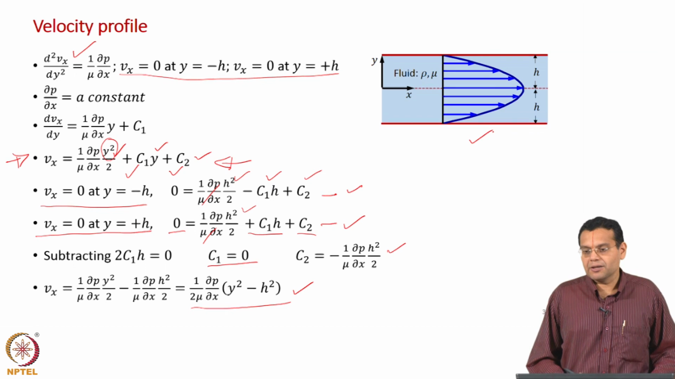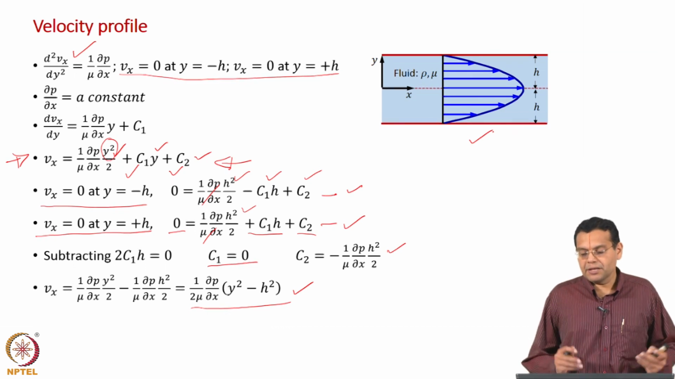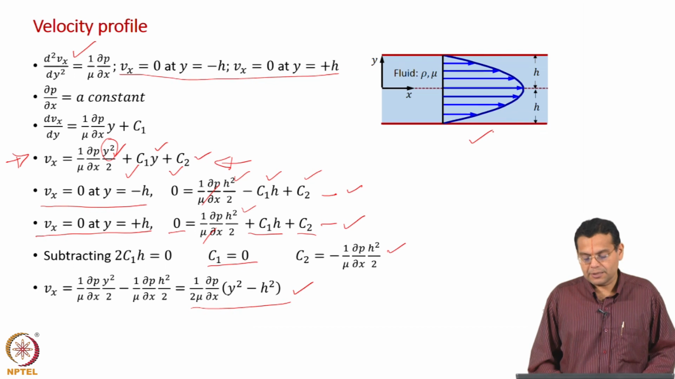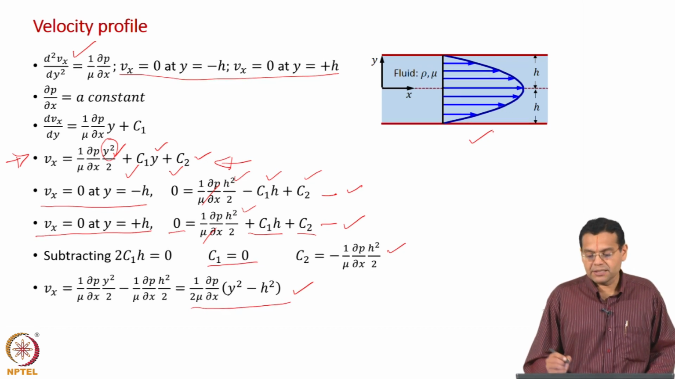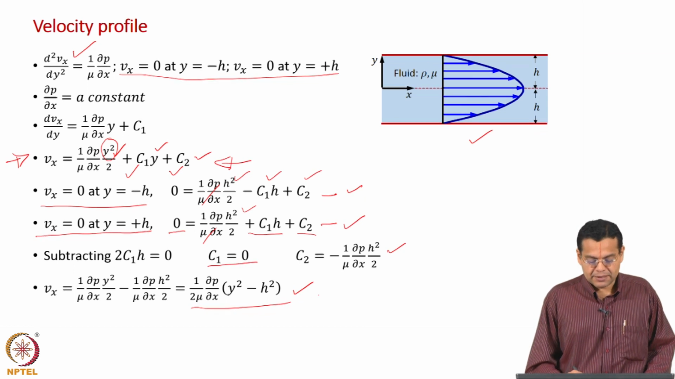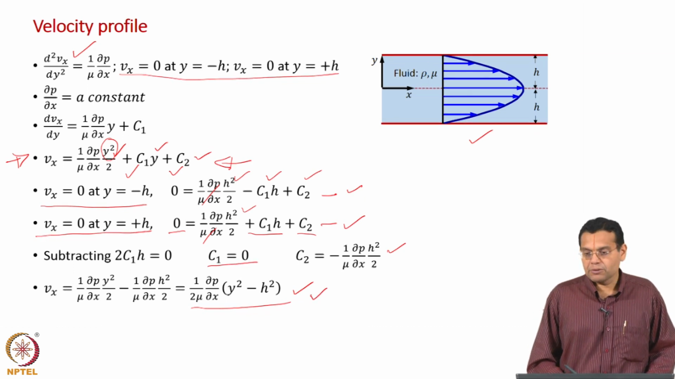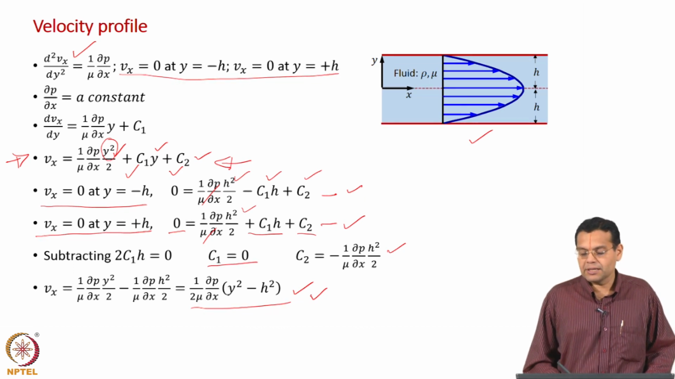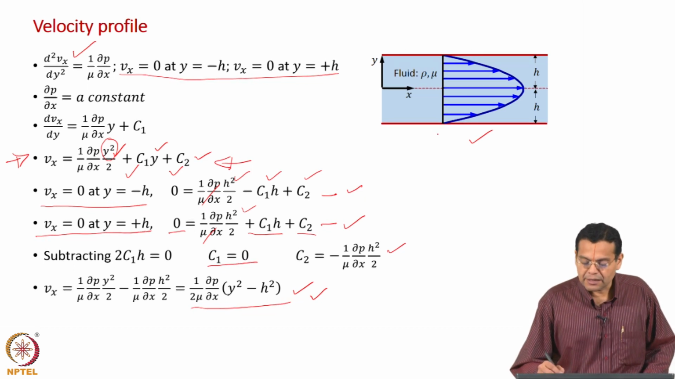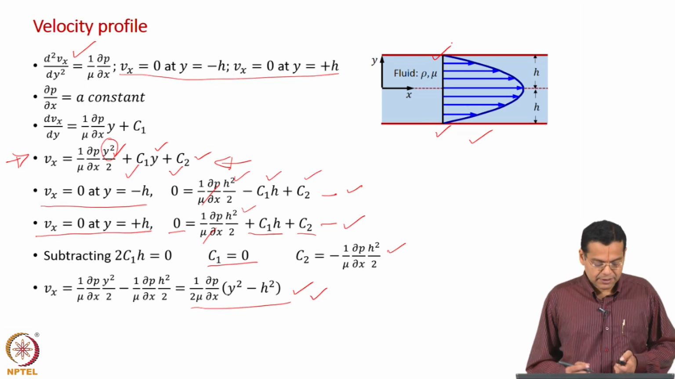That profile is not at all new to us. From almost the beginning of the classes we have come across that parabolic velocity profile several times. So, it is very nice now to really derive the equation which represents this velocity profile. Okay. Of course, if we substitute y equal to minus h or plus h, Vx is 0, that is the boundary condition we have used. Regarding maximum velocity, we will shortly discuss.